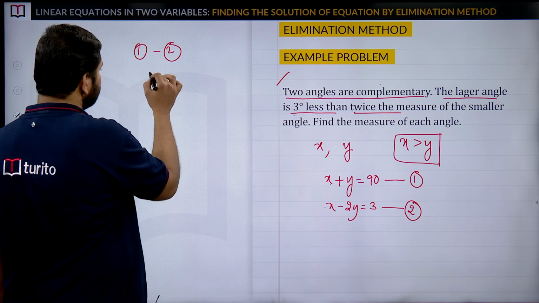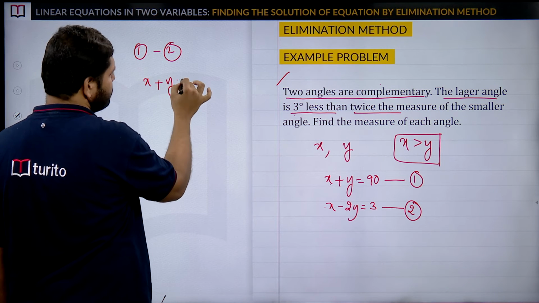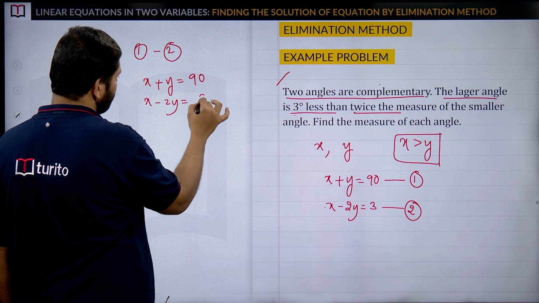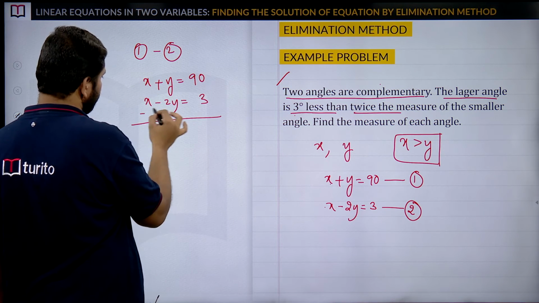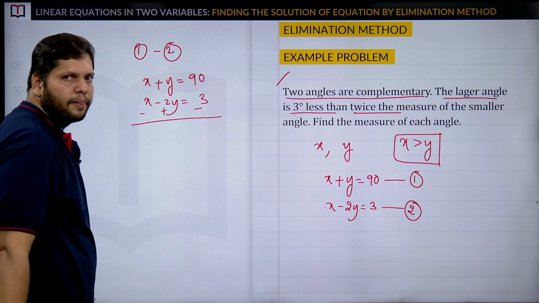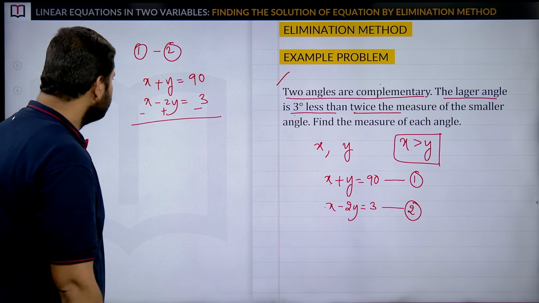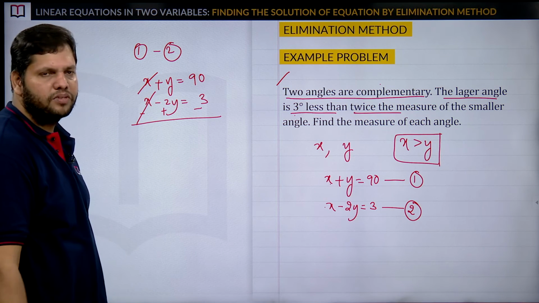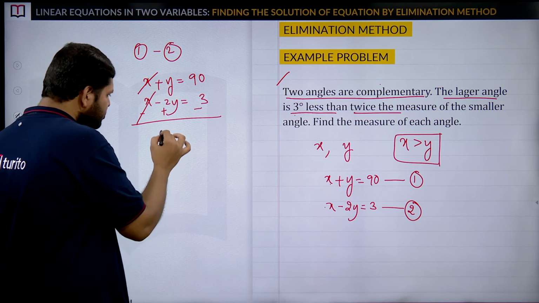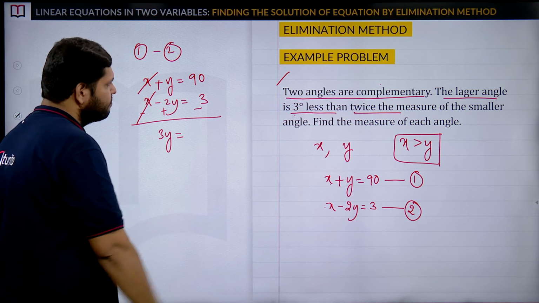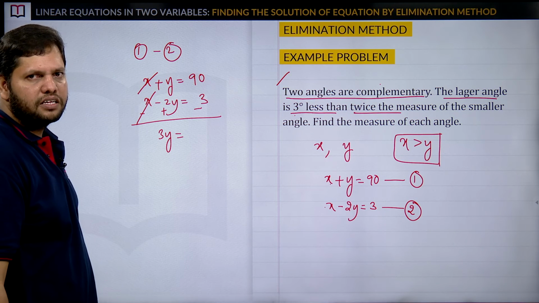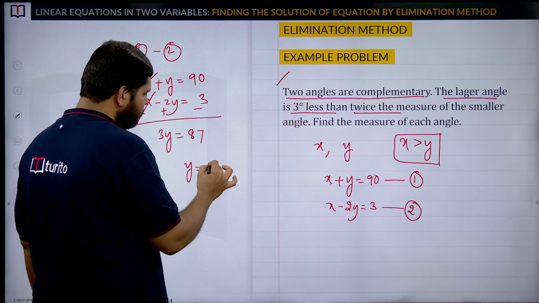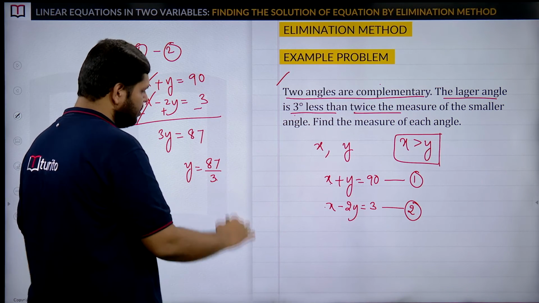Now children, let us see what happened. So this is x plus y is equal to 90. And the second equation, x minus 2y is equal to 3. Subtraction. So this is minus, this is plus and this is minus. Now children, look at the first equation. See, this is x and x, so both get cancelled. And this is y plus 2y. What is the answer, children? This is 3y. 90 minus 3. What is 90 minus 3, children? It is 87. So y is equal to 87 divided by 3.